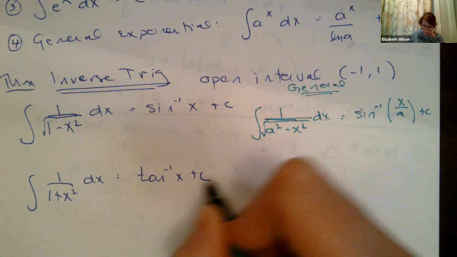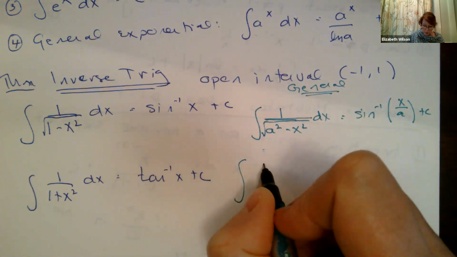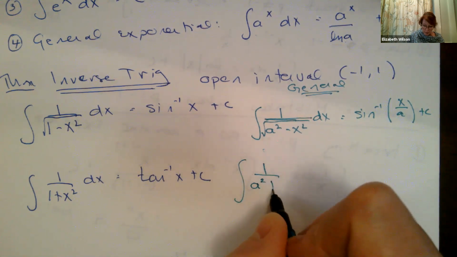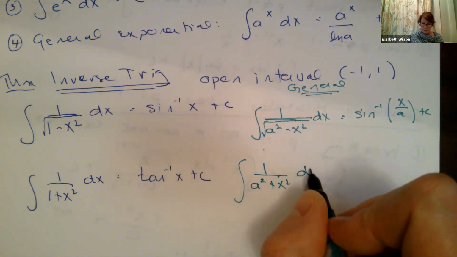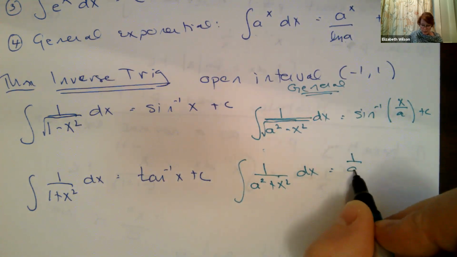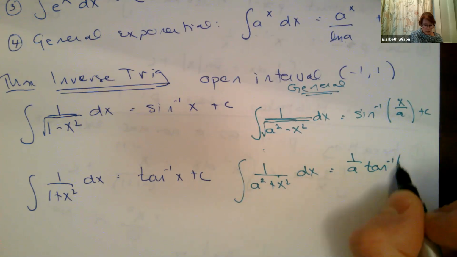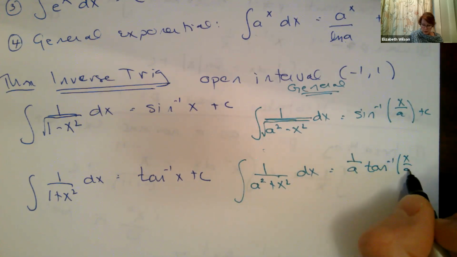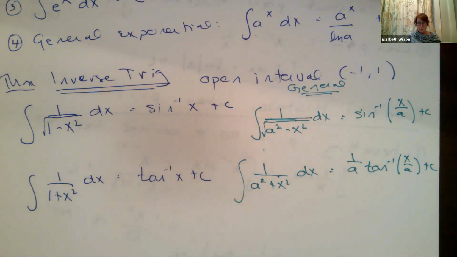All right, let's do a generic solution for it. So 1 over a squared plus x squared dx. That's going to equal 1 over a times inverse tangent of x over a, and then don't forget the plus c. Your generic solution. Like I said, they pop up.